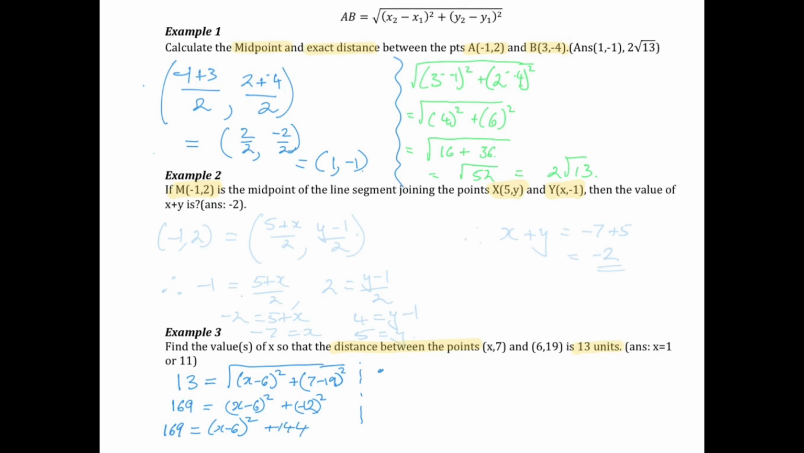Now just again solve for x. So take my 144 across. 169 minus 144 equals (x minus 6) all squared. 25 is equal to (x minus 6) all squared. Take the square root, which will give me plus or minus 5 equals x minus 6. So then take the 6 across, and x is equal to 6 plus or minus 5. So there's two possible values for x, 6 plus 5, which is 11, and 6 minus 5, which is 1.